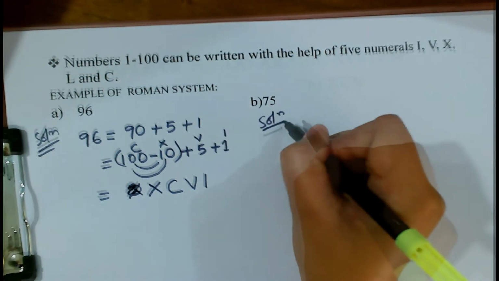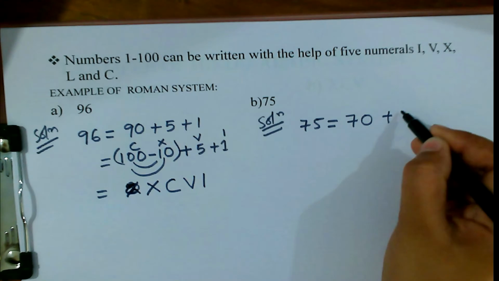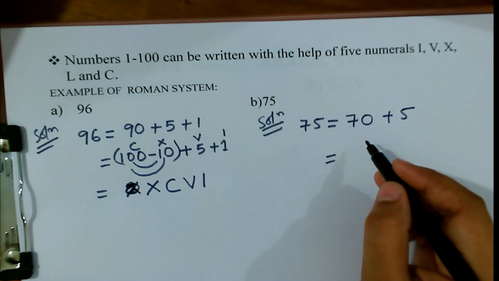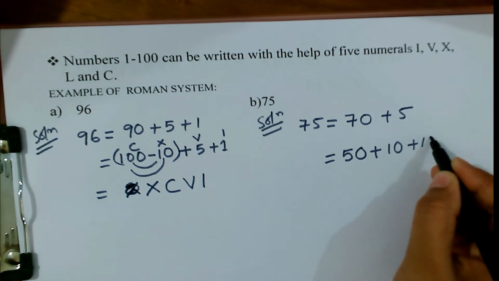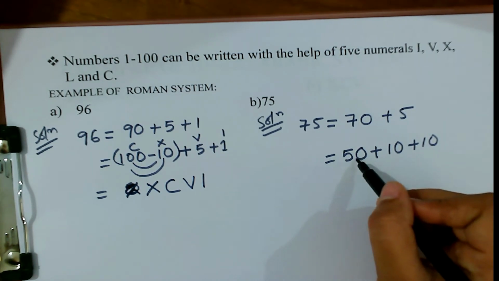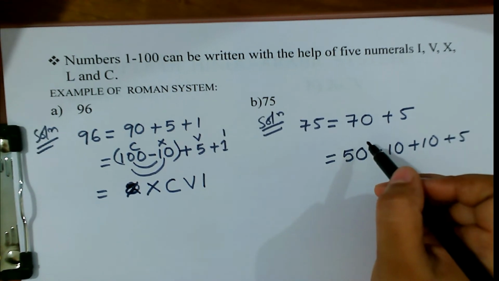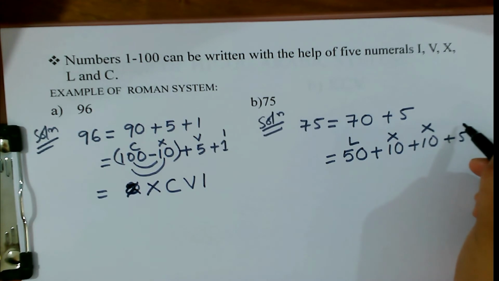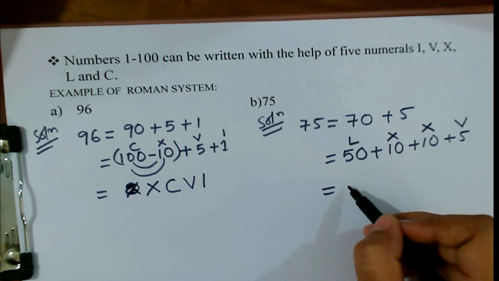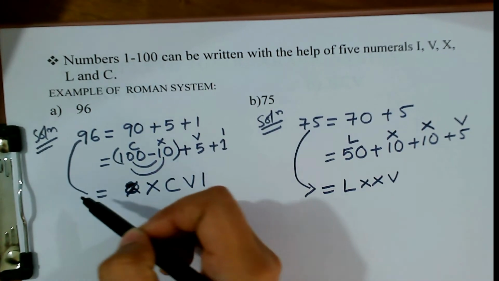75, let's try 75. 75 equals 70 plus 5. 70, you break it down: 50 plus 10 plus 10, this gives us 70, right? 50, 60, 70, and then plus 5. 50 is L, 10 is X, 10 is X, and 5 is V. So 75 is LXXV. And 96 is XCVI.